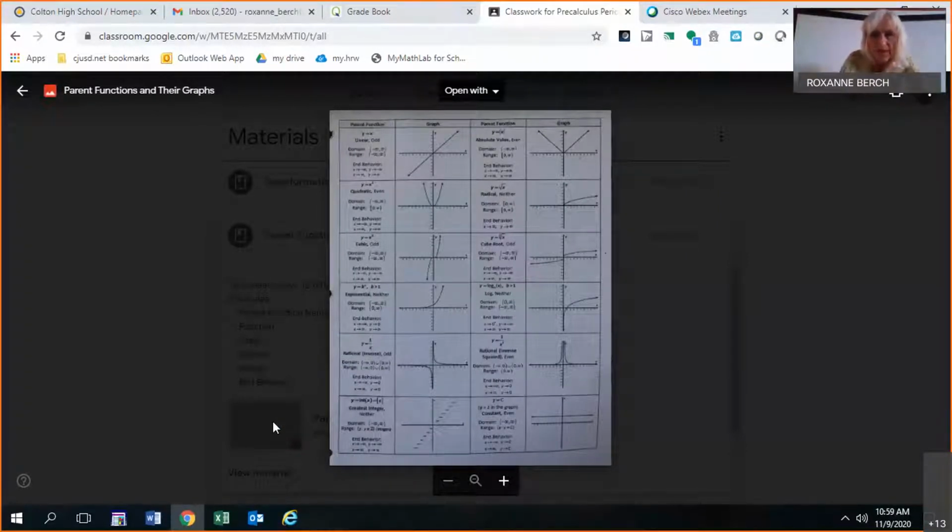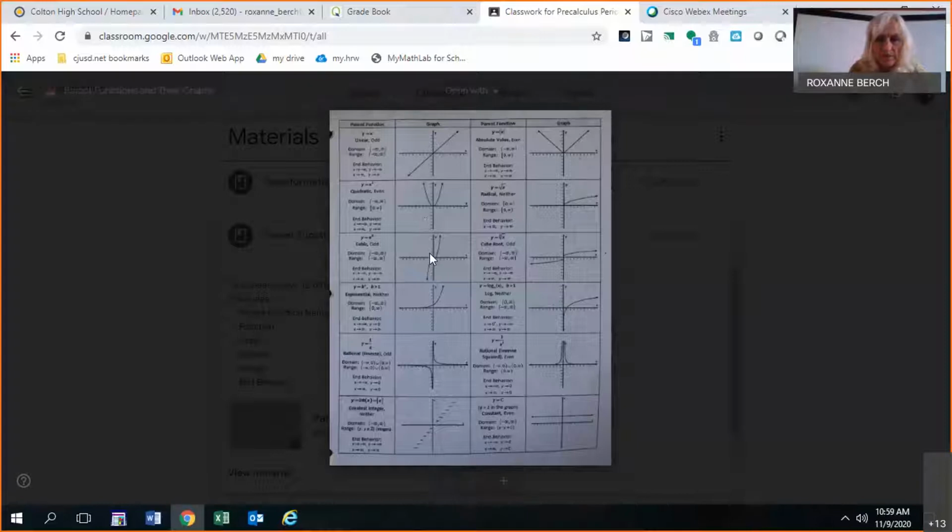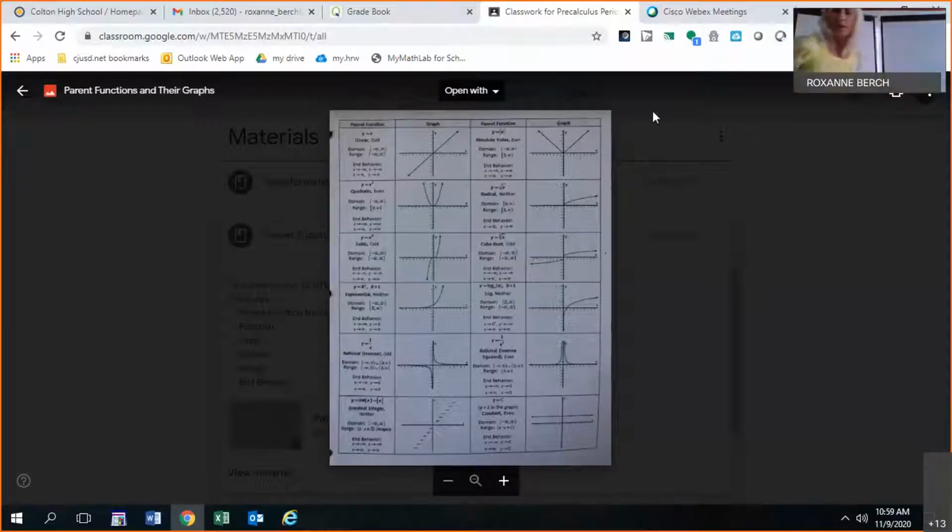So the parents are the most basic graphs. So there's your linear function. There's your quadratic. There's your cubic. Some of these we haven't done. Here's your absolute value. Here's your square root. Here's your cube root. So remember, these are the most basic graphs. Now, while we're here, let's talk about this real quick. Oh, I can't because you can't see my screen, so I'll wait.